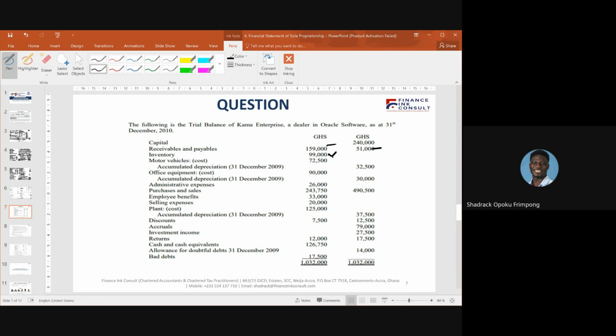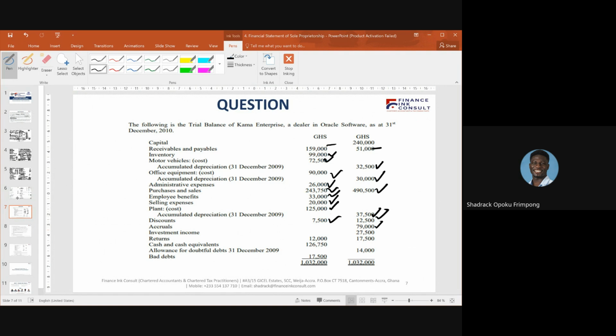So this is our opening inventory. Then we have the motor vehicle. Motor vehicle, this is the cost. This is what? The accumulated depreciation. Office equipment, this is the cost. This is accumulated depreciation. Then we have administrative expense, purchases, our sales, employee benefits. We are looking at salaries, sort of. Let's say salaries. If it was financial reporting, then it would have a different meaning. But for now, salaries. Then selling expenses. Then plant. So the cost of the plant, it's what? Accumulated depreciation. Then we have discount. We are looking at discount allowed and discount received. Then we have accruals.